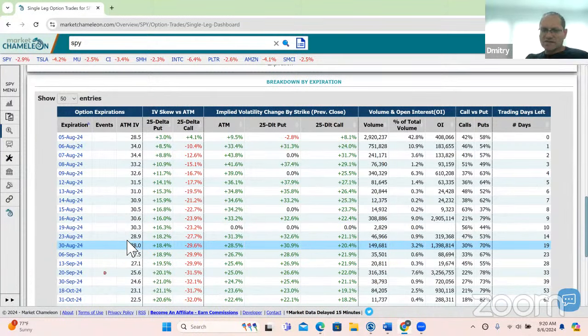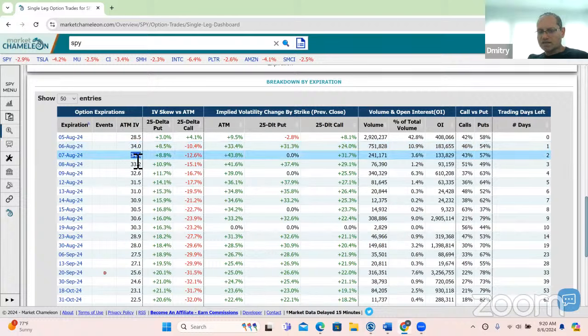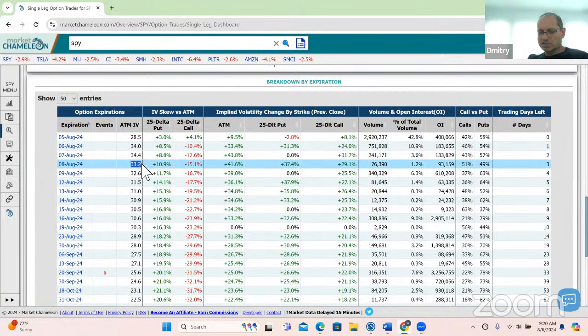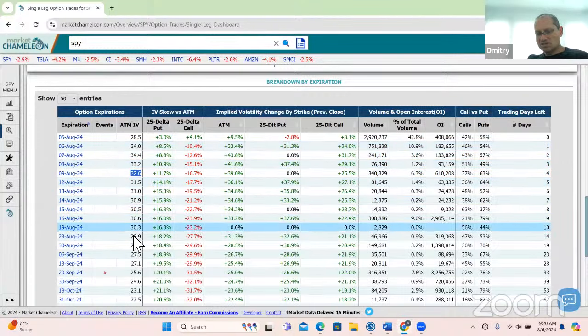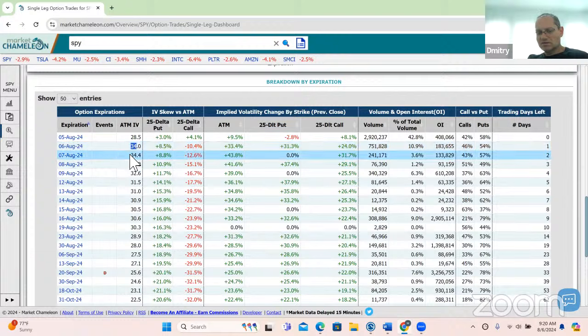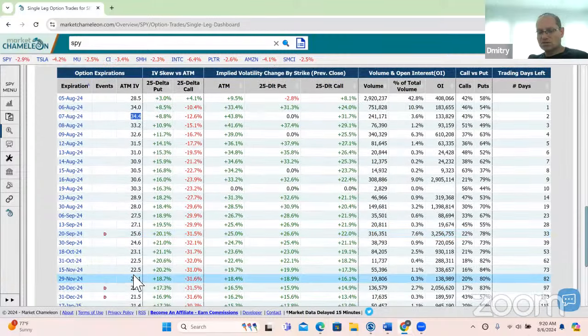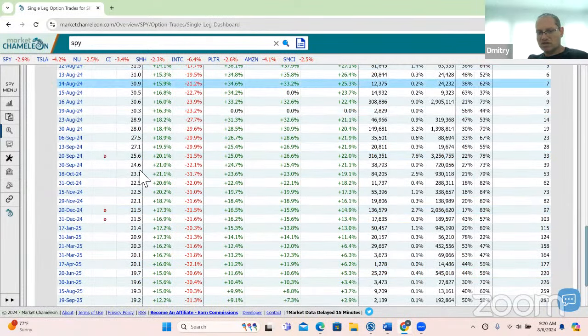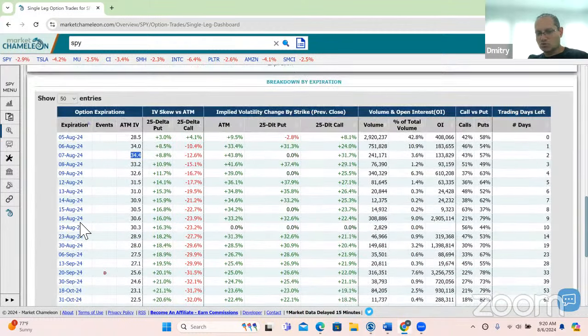So that's the events. Now we have these at-the-money implied volatilities. This shows you we find the strike that's closest to the money, and we say, what is the implied volatility at that strike? And then we list it here. So you get an idea, just by scanning with your eyes, what the implied volatility looks like for each of these expirations and how it changes as you move further out in time. The way these expirations are ordered is by nearest term, shortest to longest.